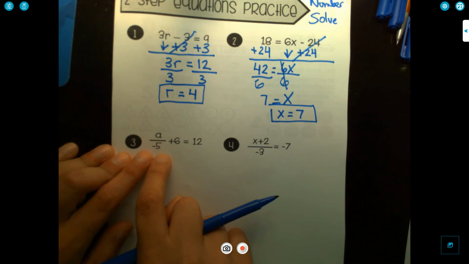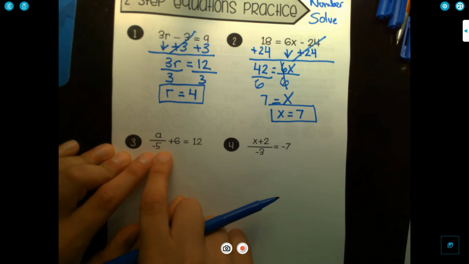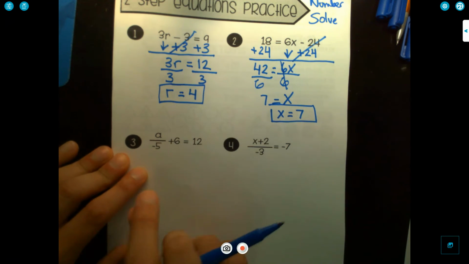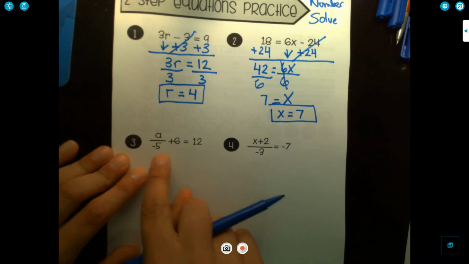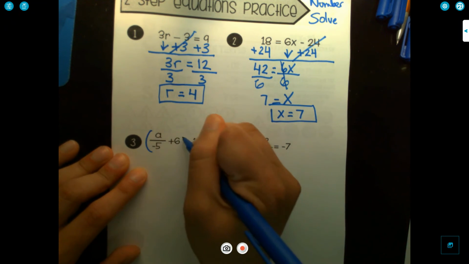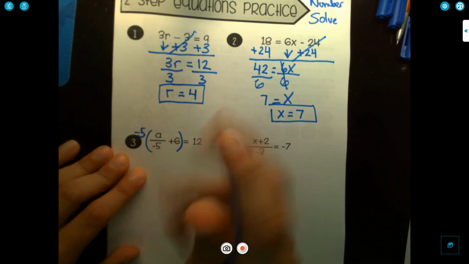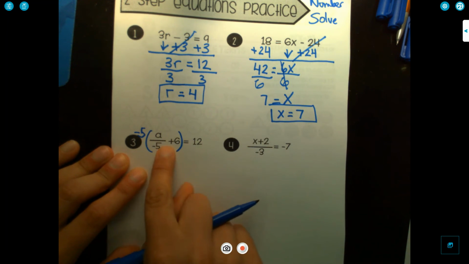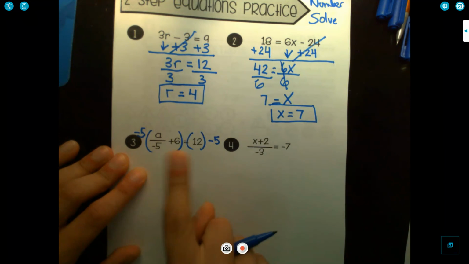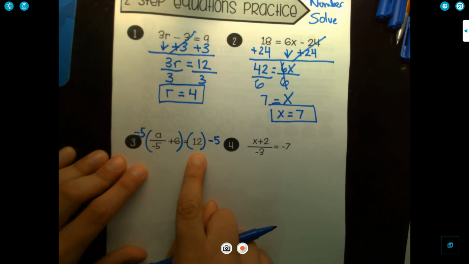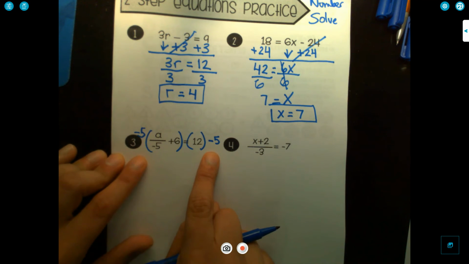So we're going to multiply this denominator, since there's only one denominator, by all terms on both sides of the equation. So that means we're going to multiply -5 by this expression, which is these two terms, and -5 by this expression, which is just a 12. So we multiply by both sides.